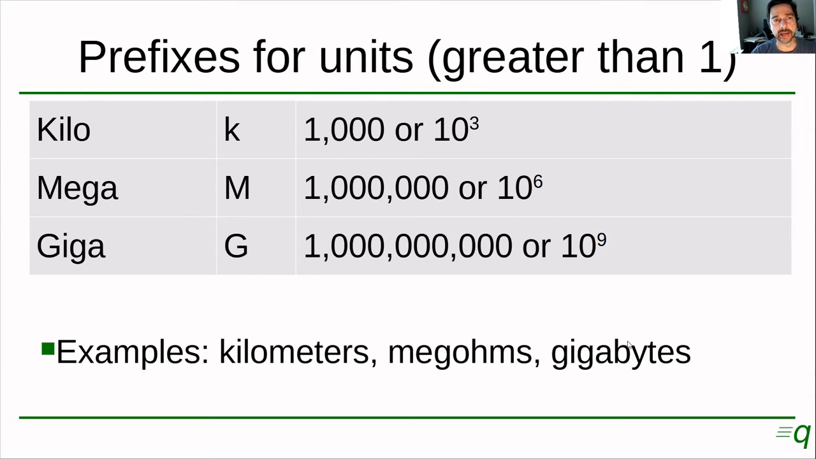Another one is mega. Mega is 1 million or 10 to the 6. An example of this would be megohm, which is 1,000,000 ohms. We're going to see in the next class what an ohm is. If we keep going up, we will get to giga, which is 10 to the 9. An example of this would be gigabytes. A gigabyte would be 10 to the 9 bytes, and that is a lot of bytes.